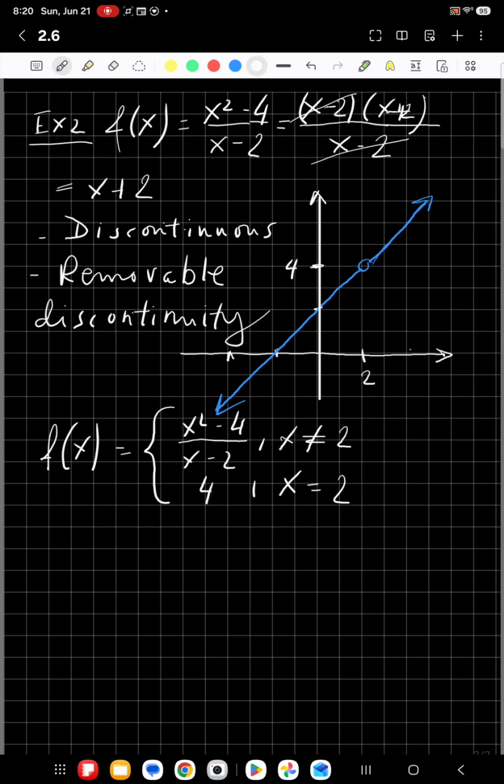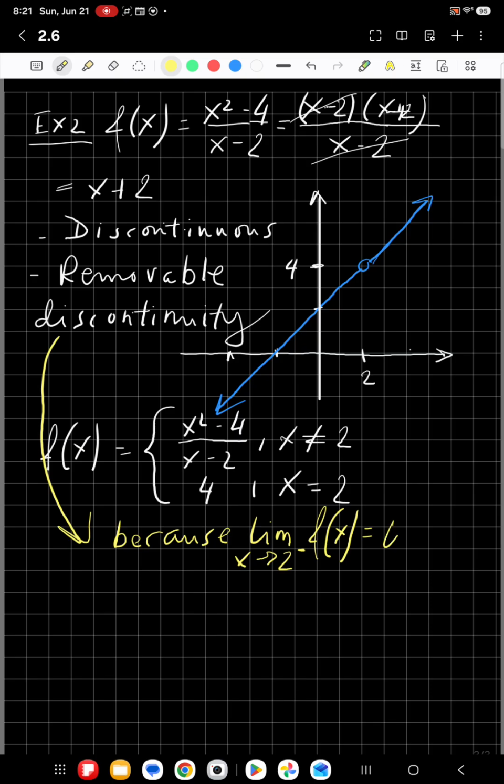Okay, so we redefined that function, and we can do that only because, let's do yellow, and then write because, the limit from the left as x approaches 2 of our function is the same as the limit from the right of f of x.